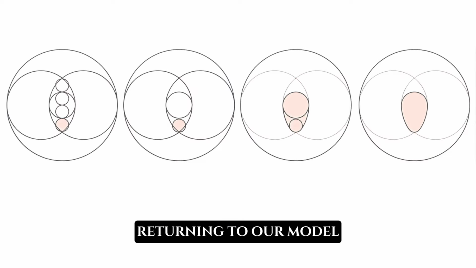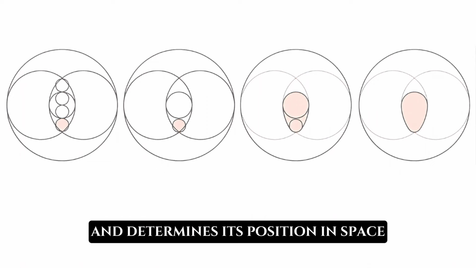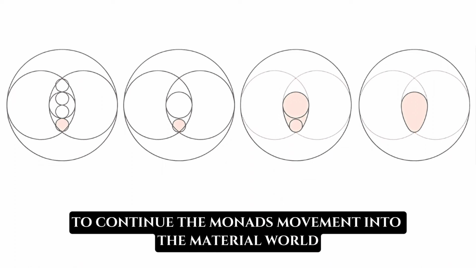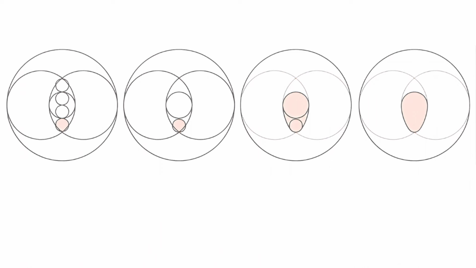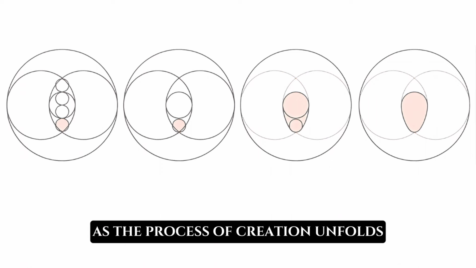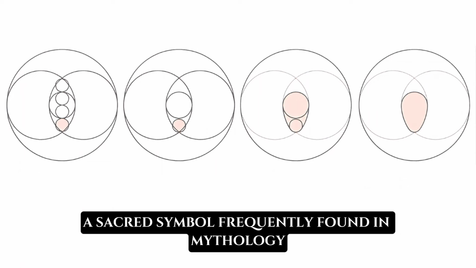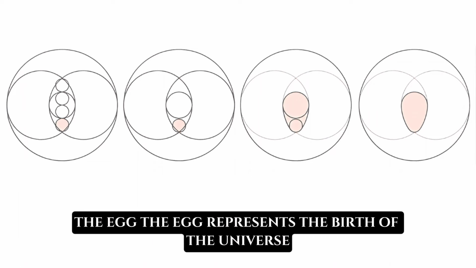Returning to our model. Once the monad creates Logos and determines its position in space, it begins to concentrate its energetic fields. To continue the monad's movement into the material world, we arrive at the next stage. As the process of creation unfolds and the energy structures take shape, a sacred symbol frequently found in mythology, esotericism, and alchemy emerges: the egg.